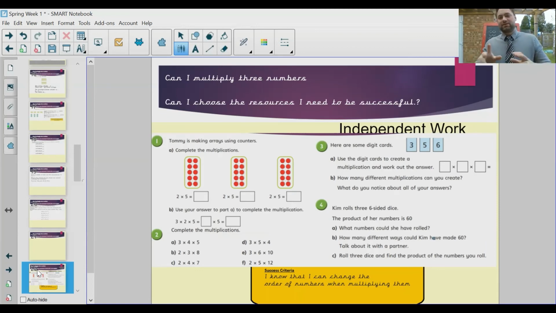The third challenge is there are some digit cards: 3, 5, and 6. Use these digit cards to create a multiplication and work out the answer. And then how many different multiplications can you create with those 3 digits?